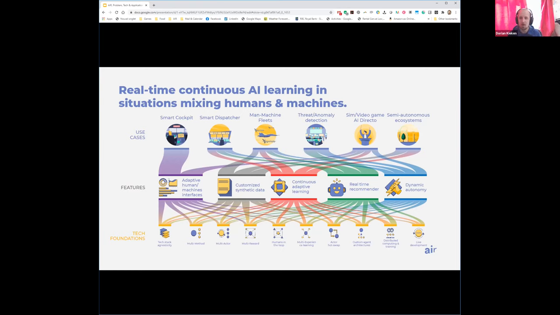Threat and general anomaly detection, basically assisting a human in doing that. A very recent one we're exploring is that notion of having a video game AI director, but it's mostly driven through ML. So for people who know a bit of video games, think of kind of Left 4 Dead AI director, but on heavy steroids with ML instead of your traditional rule-based system. And in general, semi-autonomous ecosystems.